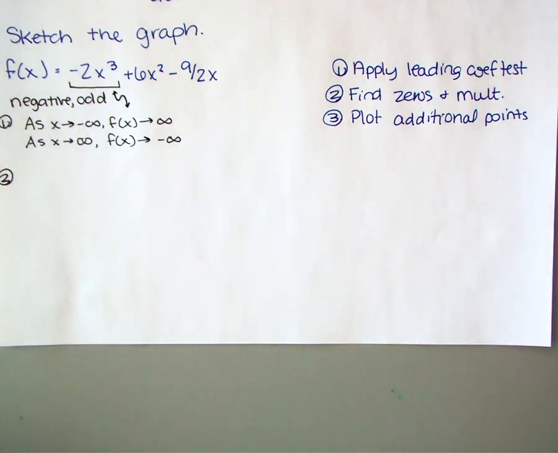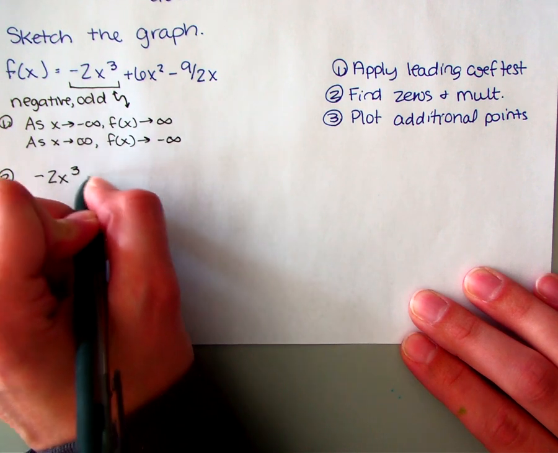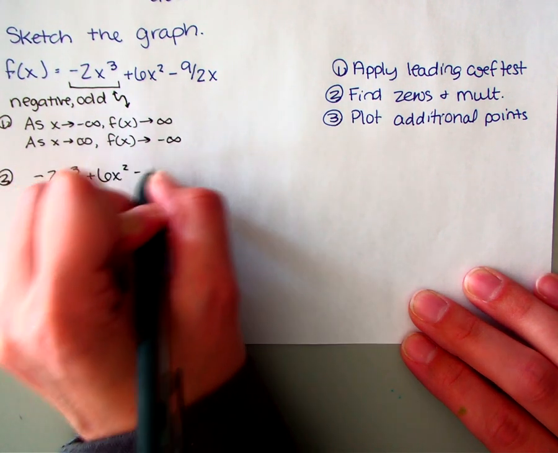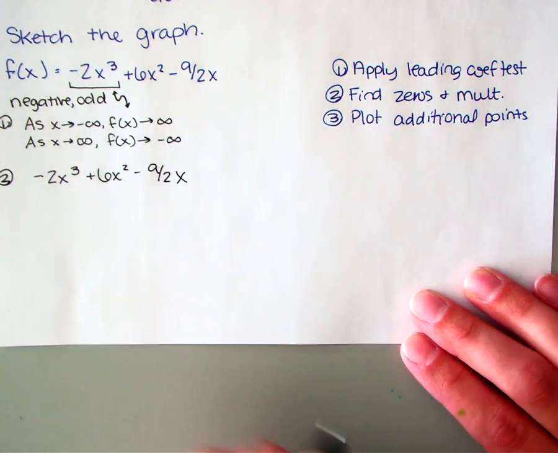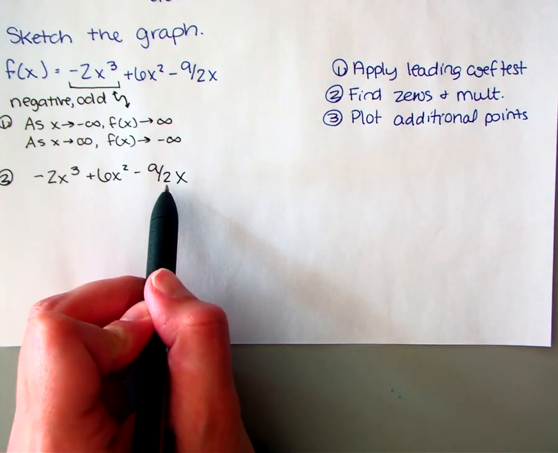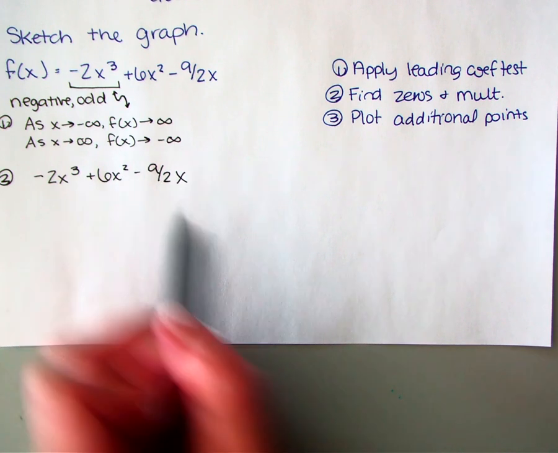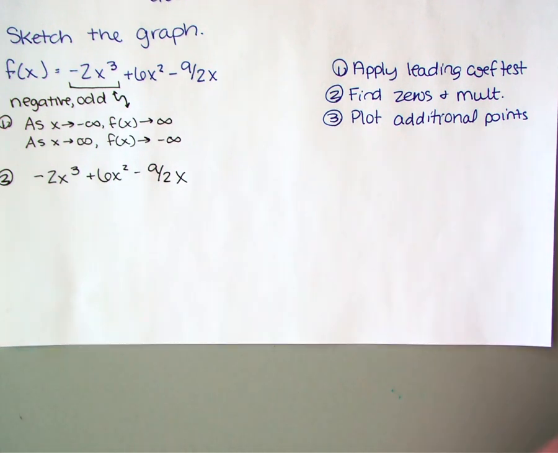Next thing we're going to do is find the zeros and the multiplicity. So if I've got my function, I'm going to see if I can factor it. So crazy thing here is this fraction over here. So how do I get rid of that? How do I fix that so that it's not as tricky later on? Well, you can think about it a couple of different ways.